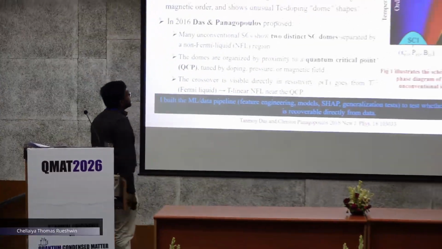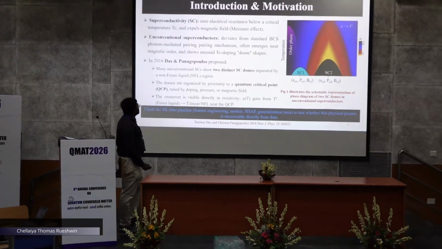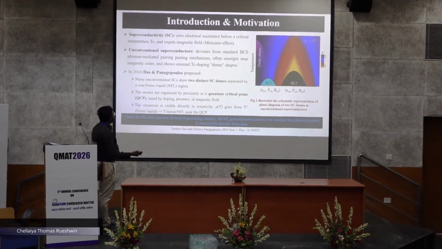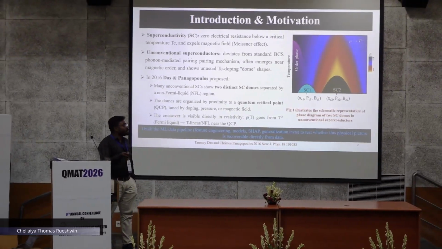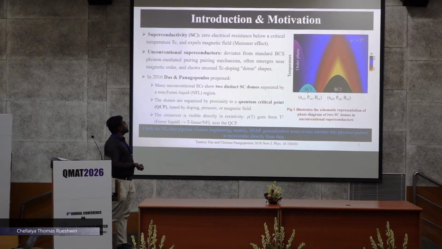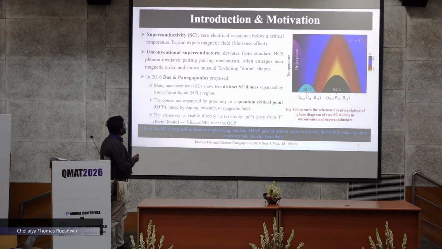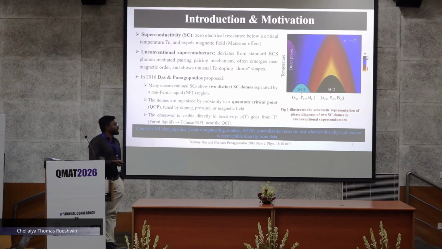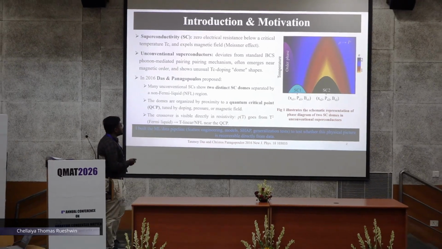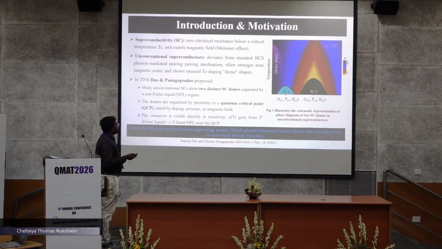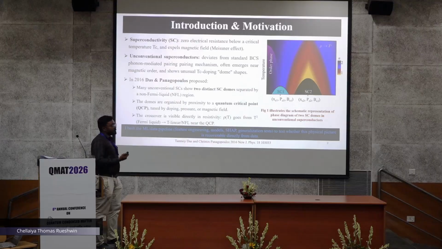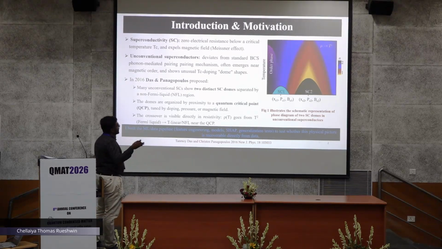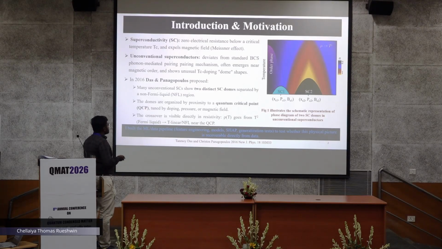So the introduction. What motivates me and others? First of all, we know what is meant by superconductivity: when a material has zero resistance below a certain critical temperature, it is called superconductivity. But we have a class of materials called unconventional superconductors, which deviate from normal superconductors because they don't follow the BCS theory. For many years people have been trying to find a universal theory like BCS, but the research is still going on.